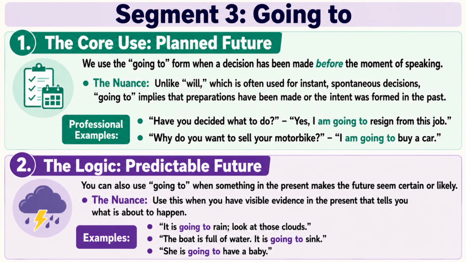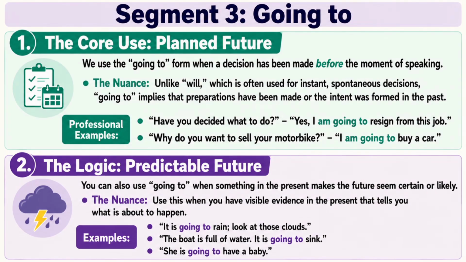Now let's learn going to. We use going to when a decision has already been made before the moment of speaking. Unlike will, which is often used for instant decisions, going to shows that the plan or intention already existed. Look at the first example. "Have you decided what to do?" "Yes, I am going to resign from this job." This decision has already been made. Another example is "Why do you want to sell your motorbike?" "I am going to buy a car." Again, buying a car is already a planned decision.